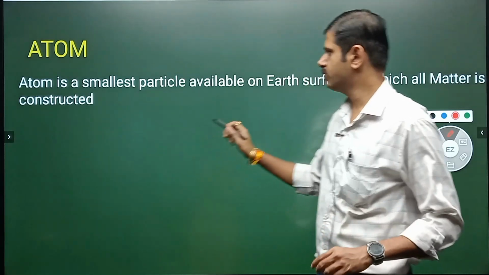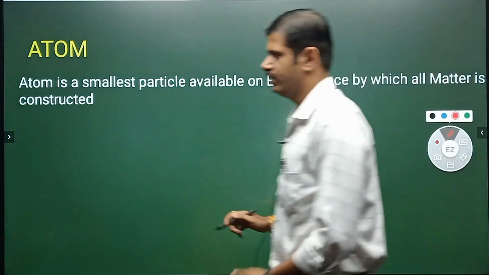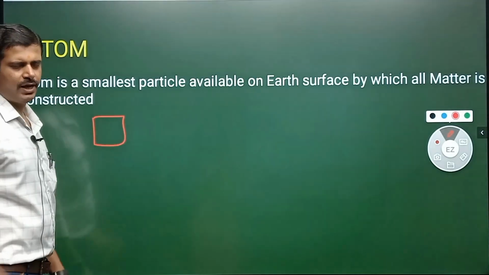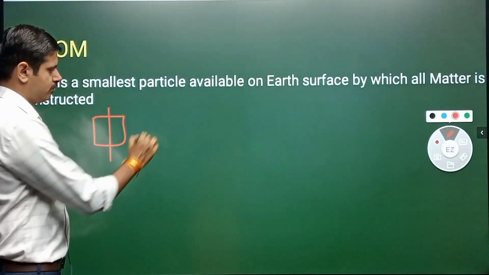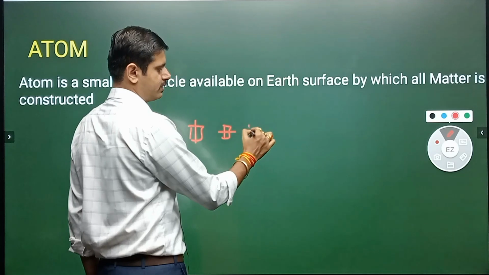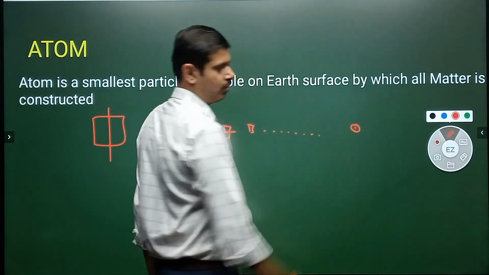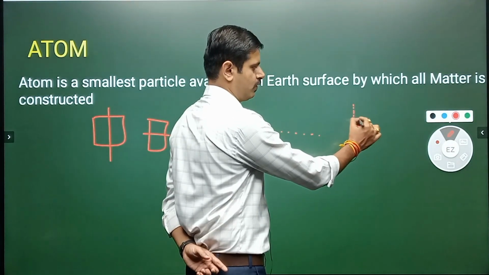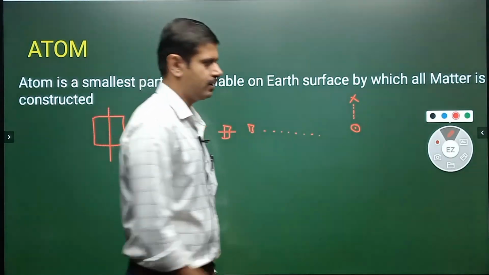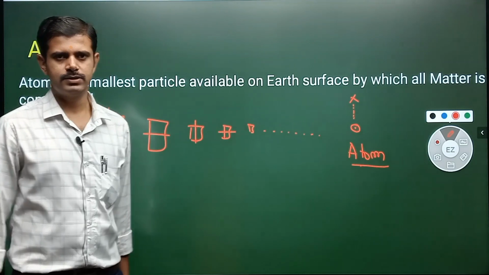Atom is the smallest particle available on Earth's surface by which all matter is constructed. For example, as we have seen in NCERT or different books, you take a small particle, any particle, and divide it into two parts. It becomes smaller. Again divide it into two parts, smaller. Again divide it, smaller. After a certain point, this particle will be so small that we cannot divide it further into two parts. This smallest particle is called an atom.